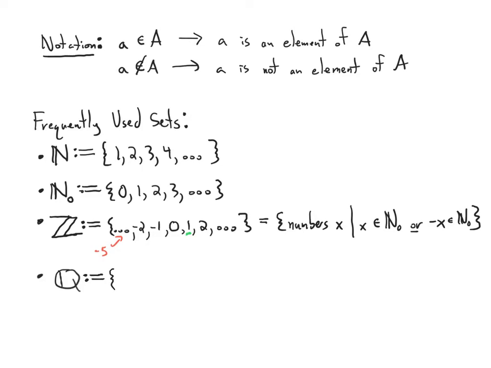It's numbers that look of the type a over b, such that, well, what can a and b be? We want them to be integers, where a is an integer and b is an integer. And remember, we can't have 0 as a denominator for a fraction. So we want b not to be 0.